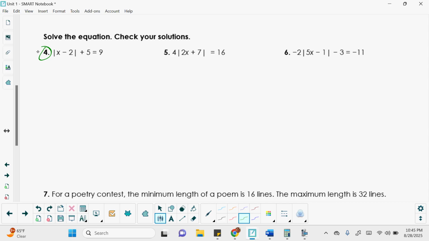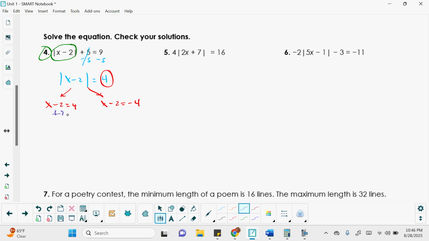Let's take a look at problem number 4. So first thing, circle our absolute value. I'm going to subtract 5, boom, that goes away. So I get the absolute value of x minus 2 equals 4. And now notice this number's positive. So what two numbers are 4 away from 0? And you're right, x minus 2 equals 4, and x minus 2 equals negative 4. So remember, it's always the positive and negative value of what our absolute value is set equal to, which in this case is 4. That's our distance.